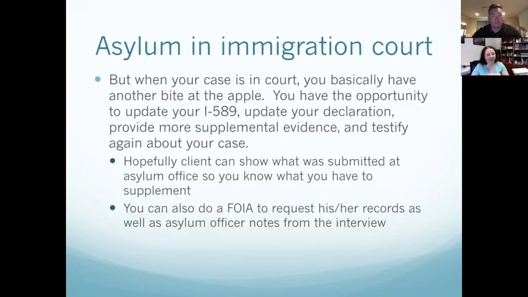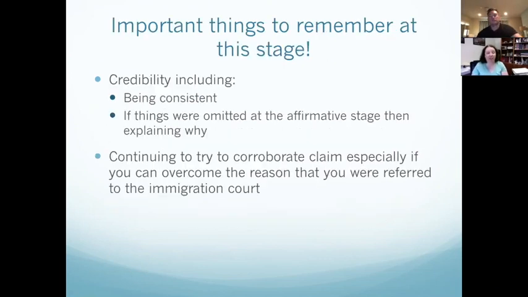Next slide. So asylum in immigration court is not the worst thing in the world. I prefer to have my clients granted by the asylum office, but if your client has passed the credible fear interview and gets referred to immigration court that way, it's great to be in immigration court, because then you're still here fighting your case. Oh, go back one.